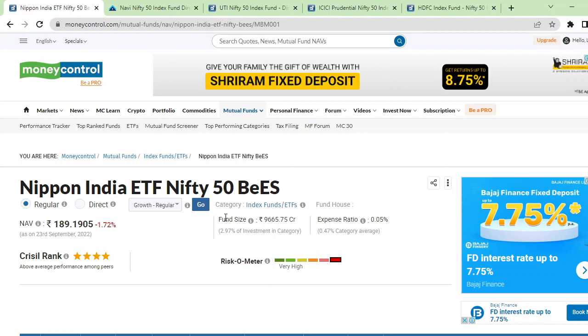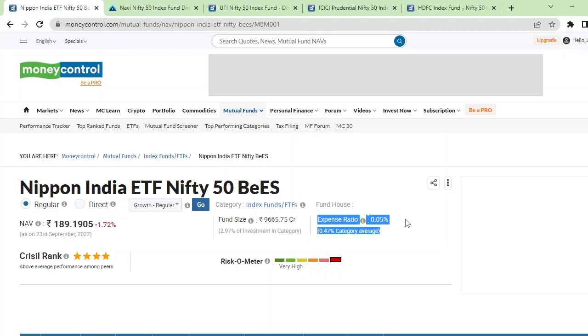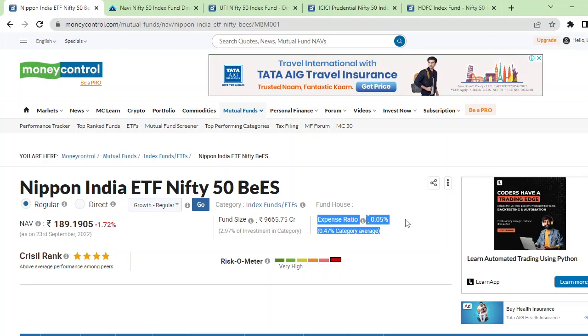You can clearly see the fund size for Nippon India is around 9,665 crores, which is quite big. In the same manner, the expense ratio is 0.05%, which is also very small. If you are investing 100 rupees, the company is charging only 5 paisa as expenses, and the NAV right now is around 189.